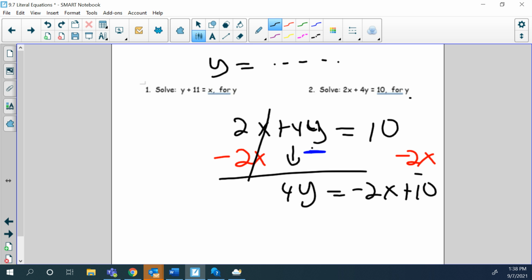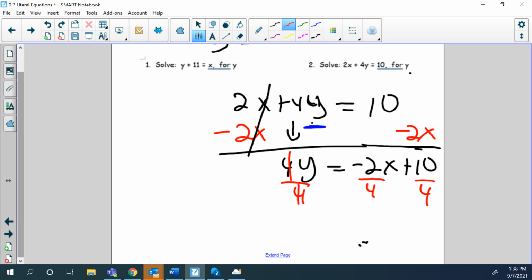I'm trying to finish it before the period starts. Okay. Now I have 4y now. But guess what now? This is a multiplication operation. It is 4 times y. So to undo that multiplication, which is the opposite, right, I'm going to divide by 4. And on both sides, this by 4 and that by 4. That goes away. So I'm left with now y is equal to.